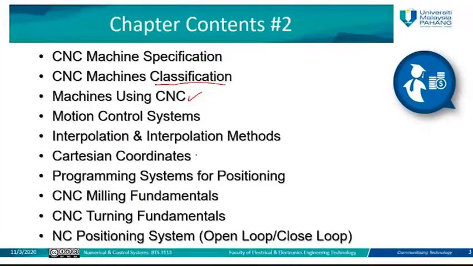Then we are going to talk again about the Cartesian coordinate that we already highlighted in chapter 1. We are going to use the Cartesian coordinate here to specify how we can control the position and the path of the machine. Then we are going to highlight some of the fundamentals for programming CNC milling and CNC turning and so on. At the end of this chapter, we are going to highlight two main types of loop control, which are open loop and closed loop control of the positioning systems.